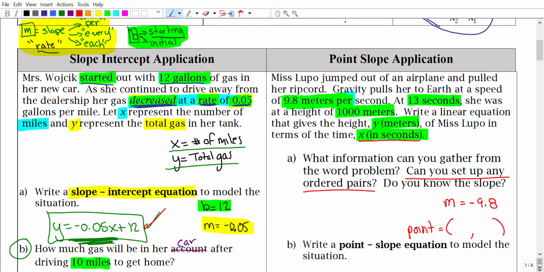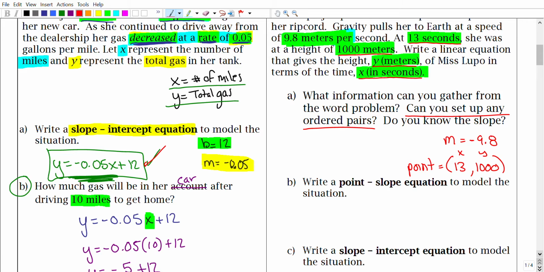X, which is in seconds, X represents seconds. So where do I see seconds here? Seconds is right there. So X goes here. Y goes in the second one, which is in meters. So I see 1,000 meters here. So I have everything I need to write a point slope equation. So let's go ahead and write one down.